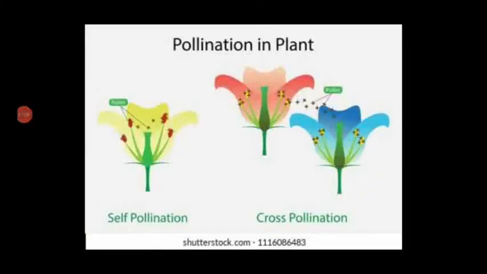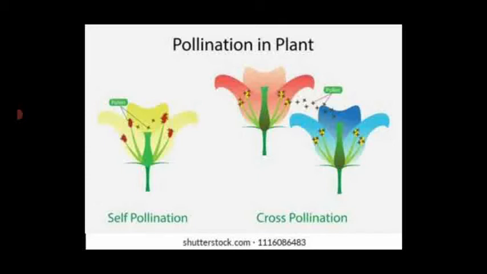Dear students, see the diagram which shows the 2 types of pollination. First one, self-pollination. See that the yellow color pollen grains are transferred to the stigma of the same flower. See the arrow mark. The red color is denoted as an anther which contains pollen grains. The pollen grains which reach the stigma of the same flower is known as self-pollination.